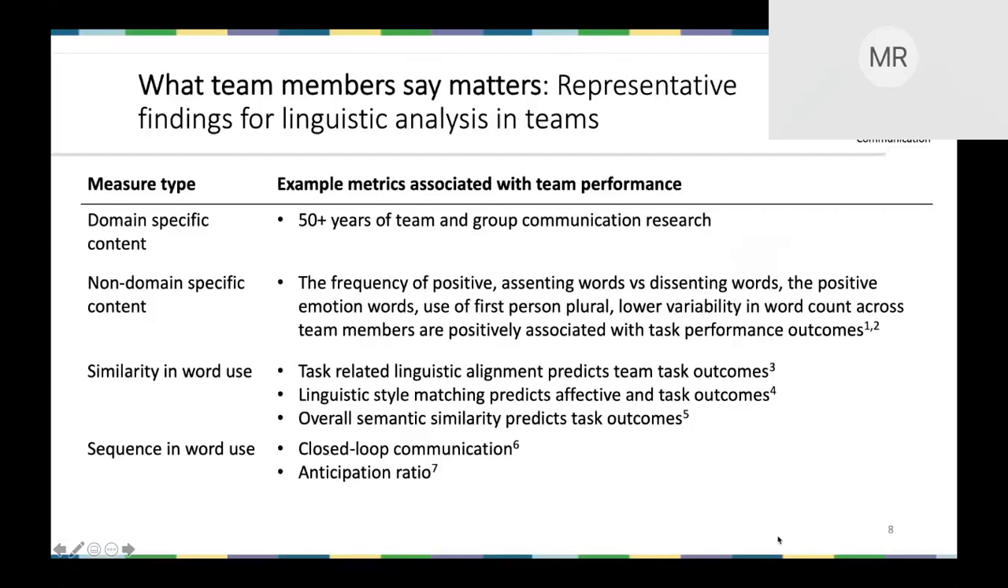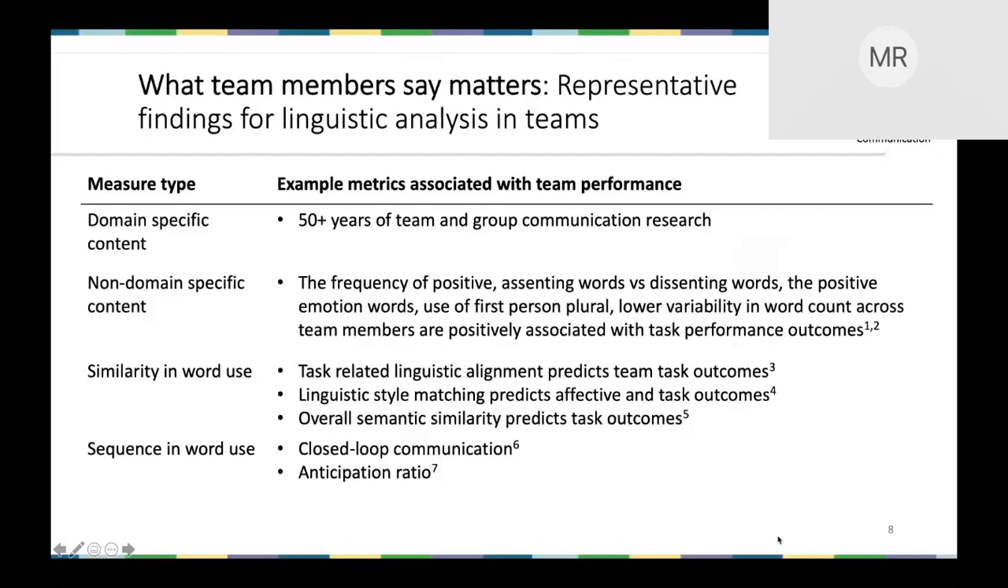So non-domain specific content around the use of different types of words and around pronoun use and around structural, functional word use, which have a very social content. And we'll talk about some examples of how those play out in our work a little bit later. But also the similarity in word use, which we talk about as style matching. Are we just talking the same language when it comes to our style of interaction? It turns out that that predicts task outcomes and affective outcomes.